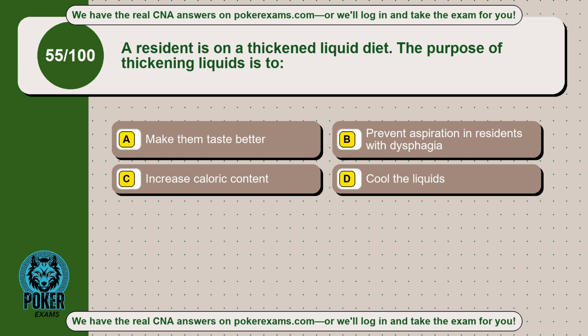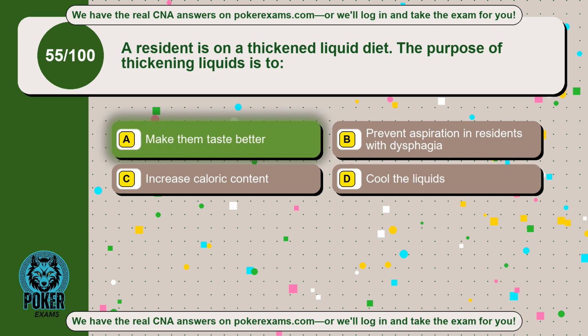Question 55. A resident is on a thickened liquid diet. The purpose of thickening liquids is to: Option A, make them taste better. Option B, prevent aspiration in residents with dysphagia. Option C, increase caloric content. Option D, cool the liquids.